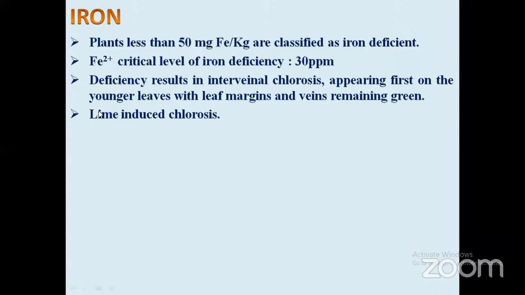Acidic soil. Lime is applied in acidic soil. So if lime is applied in acidic soil, that means definitely it is increasing soil pH. That is why it is applied in acidic soil. So because of the application of lime, the pH of the soil increases. And if pH is increased, that means there is deficiency of iron.